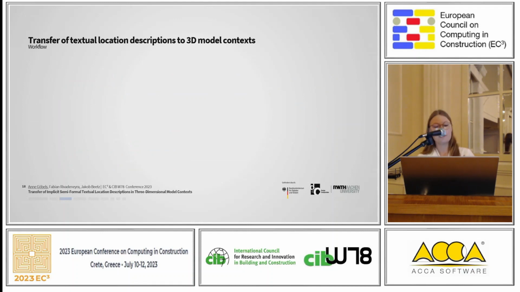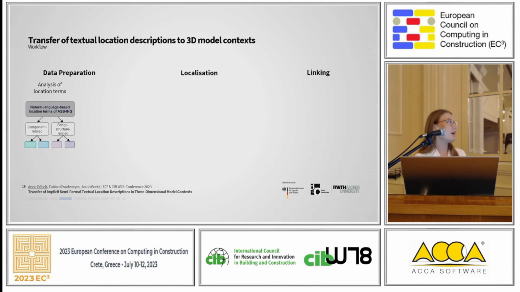So this transfer of the textual location to the 3D model is basically divided into 3 parts: data preparation, localization, and linking. And the preparation is that we first have to analyze all these terms we are allowed to use to describe a location, because they are predefined from this national data model, and we had to first categorize them. And based on that, we also had to prepare the IFC model we got in the Twingen project for this process. I will explain this in a minute.